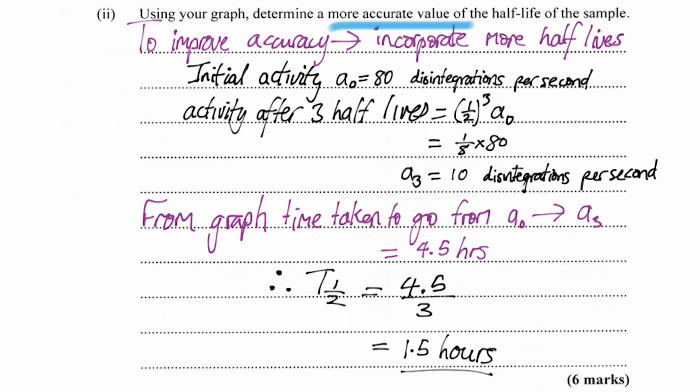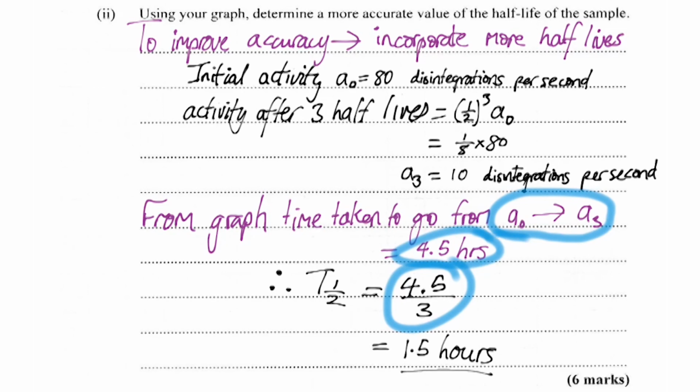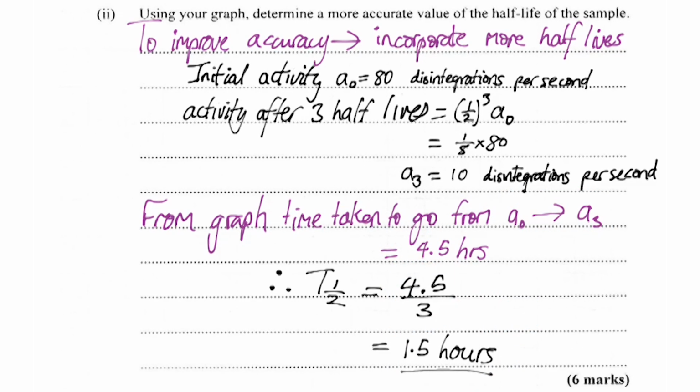The idea is that you want a more accurate value, but you want it from your graph again. The only way to get a more accurate value from the graph, as far as I know, is to repeat readings, do more of the calculation. So that's basically what I did. We went from 80 to 10, so that's three half-lives passed. The time it took to go from 80 to 10 was 4.5 hours, divided by 3, which is 1.5 hours. So this is a more accurate reading of the half-life using the graph.